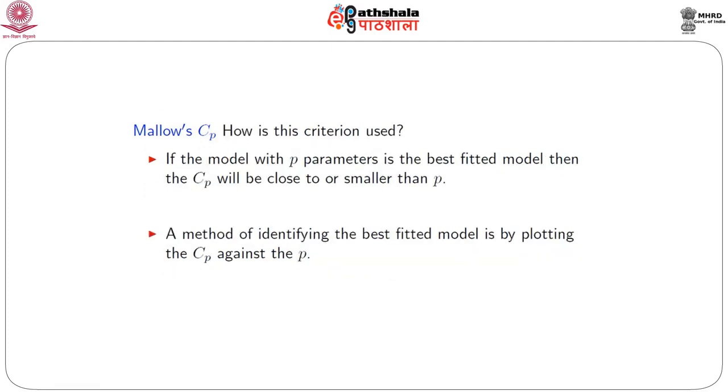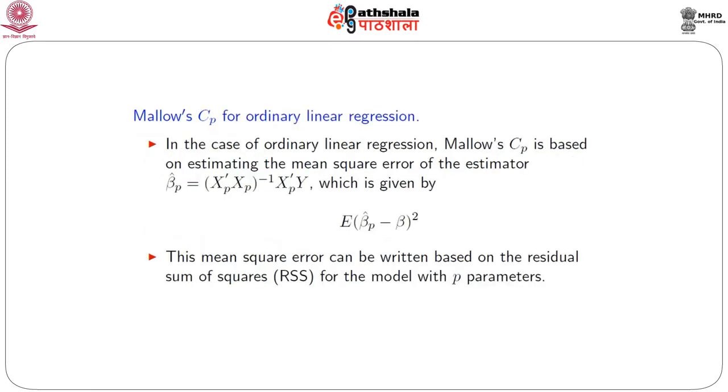So, how is this criteria used? We have looked at the mathematical expression for Mallow's CP criteria, but how do we use the criteria? If the model with P parameters is the best fitted model, then the Mallow CP criteria will be close to or smaller than P. The method of identifying the best fitted model is by plotting CP against P. Now, Mallow CP for ordinary linear regression.